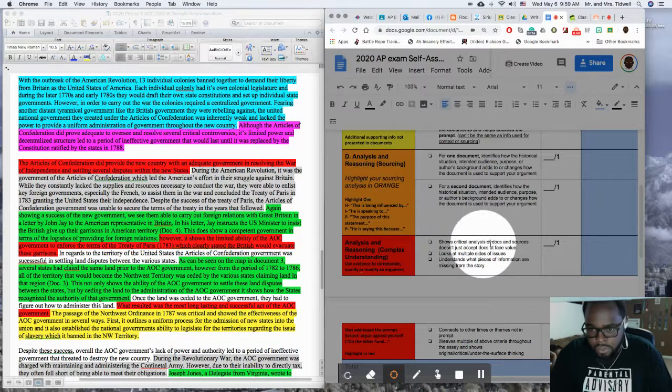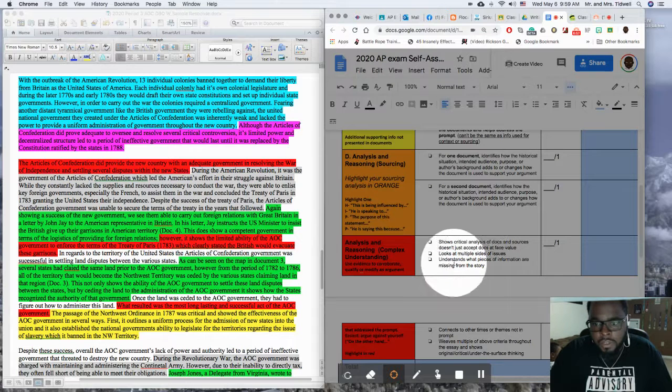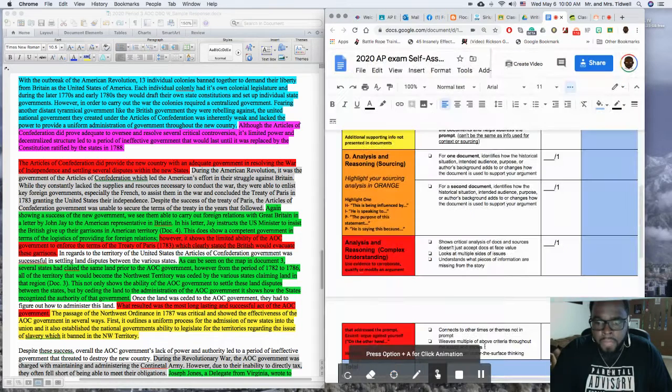So you want to make sure you show critical analysis. The docs and sources, you don't just accept docs at face value, you look at multiple sides of the issue. Again, on the other hand, understand what pieces of information are missing from the story, and also connect to other times or themes not in the prompt. Weave multiple of the above criteria throughout the essay and show original, critical, under-the-surface thinking. So that's really what you guys want to do there.